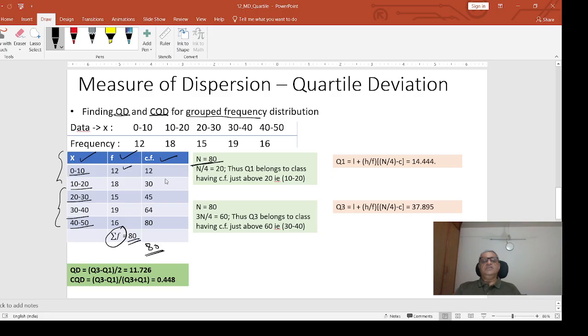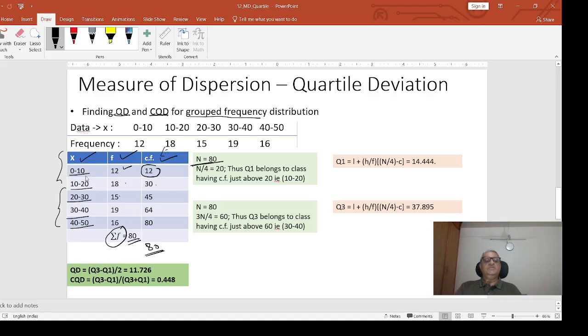So what is cumulative frequency, and how do we calculate it? It is the less than or equal to CF, right? So for the first one it's 12. For the second one, 12 plus 18 gives me 30. 30 plus 15 gives me 45. And how or why 12?